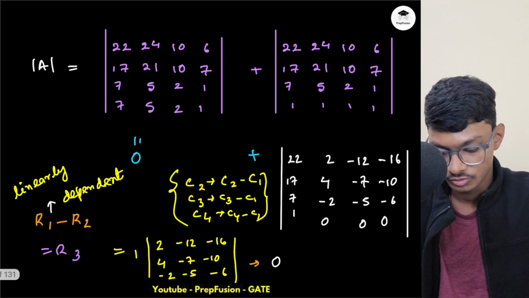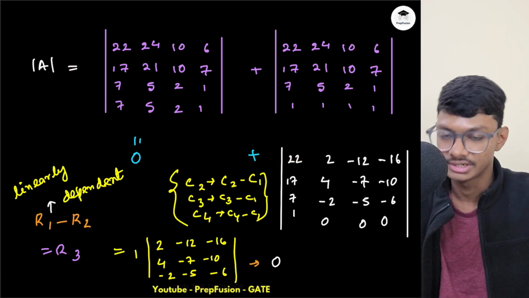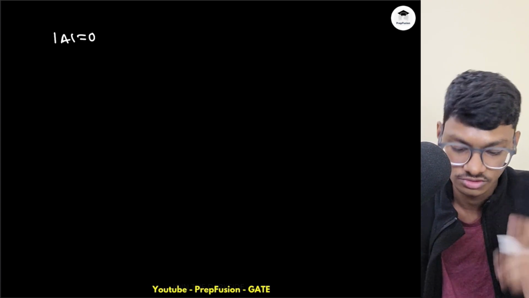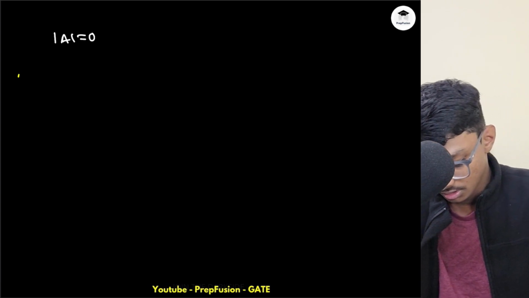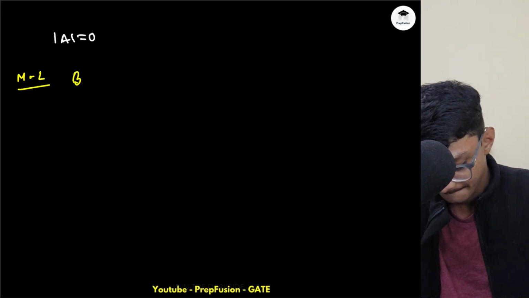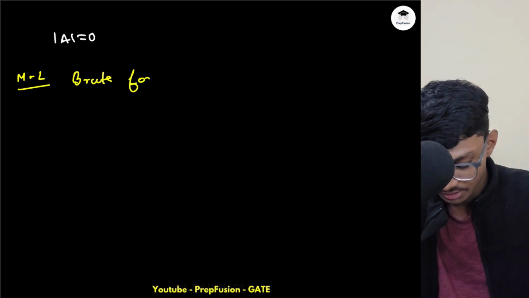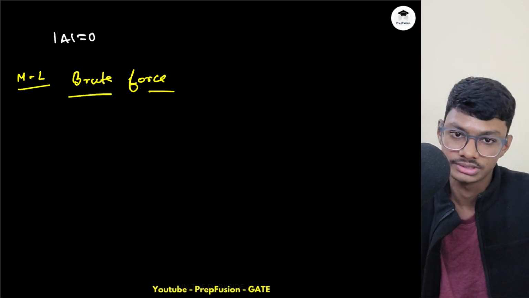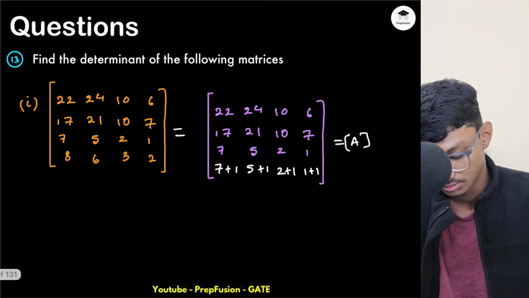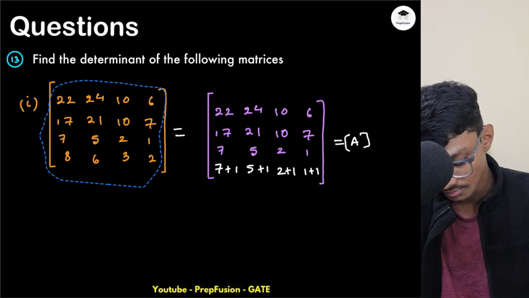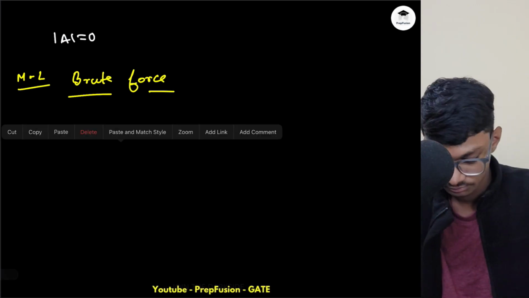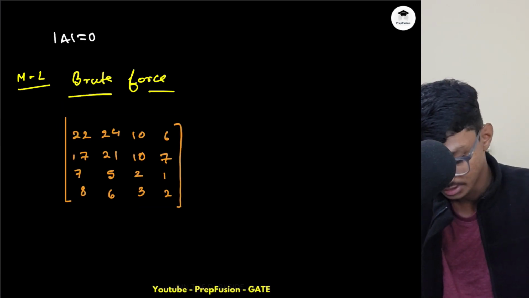Now, if you don't use this property, and I also generally don't tend to use this property, just do the brute force approach. Method 2 is simply brute force. Simply find the determinant. Just try to make as many zeros as possible in a single row or a single column. So let me copy the matrix. Simply use the simultaneous operations.